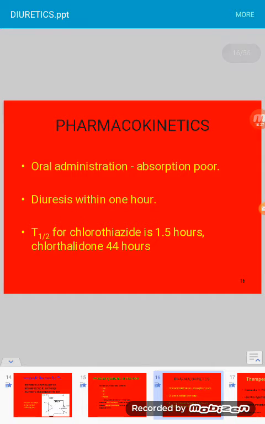And then the pharmacokinetics. Most of the thiazides are orally administered. Though the absorption is poor, they are mainly given orally. Diuresis occurs within 1 hour. The half-life varies from drug to drug. Chlorothiazide is about 1.5 hours, whereas the highest is chlorthalidone, a very potent and long-acting drug, 44 hours, more than a day, nearing 2 days. So chlorthalidone is used to treat resistant hypertension, where you need more diuresis and more fall in BP.